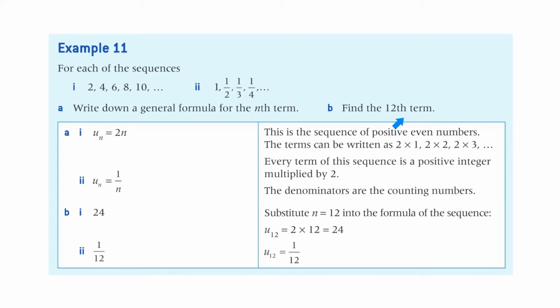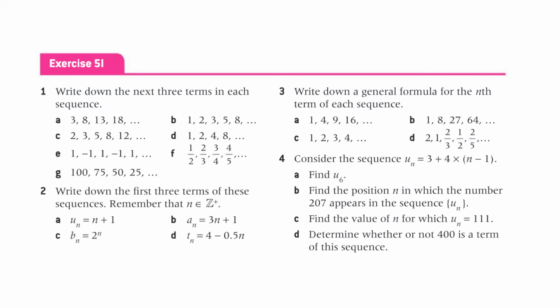And B, write down or find the 12th term, and for the first one, they've got it as 24, and the second they've got as 1 over 12, and you can check that out in your textbook. Okay, here is exercise 5I, 4 questions. Use the example and the investigation to help you find the answers to these questions.